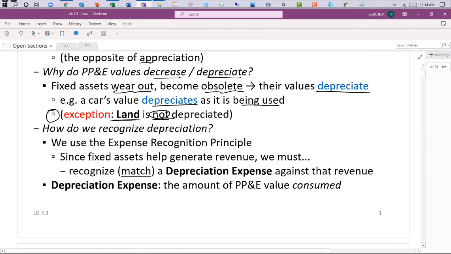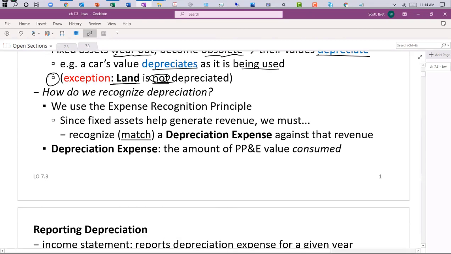Also keep in mind this too, a building can be demolished, equipment can be destroyed, but land is there forever, pretty much for the most part, right? And God ain't making any more of it. So bottom line is we don't depreciate land because it doesn't go away.